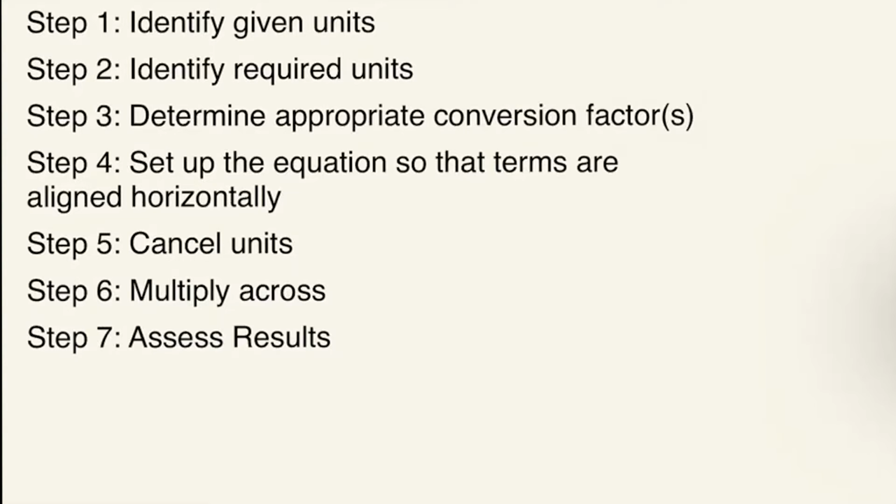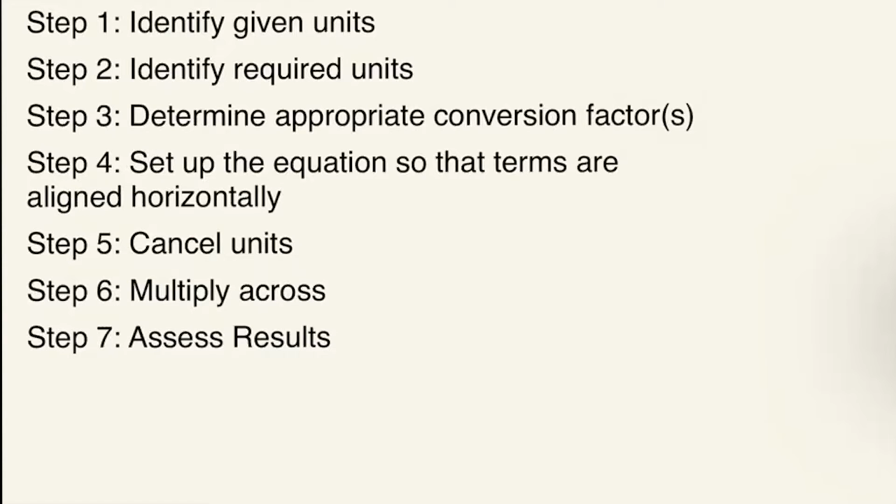As you may have noticed, the list of steps we'll be taking for our unit conversions is currently on your screen. Our first step will be to identify the given units. The second step is to identify the required units, or the units you want to convert to. Then we will determine our appropriate conversion factors. After that, we want to set up the equation so that terms are aligned horizontally. This will help us keep them in order. And then we want to cancel our units, and then we want to multiply across. So canceling the units will then help us assess our results and make sure that we have the correct units that we want to convert to.